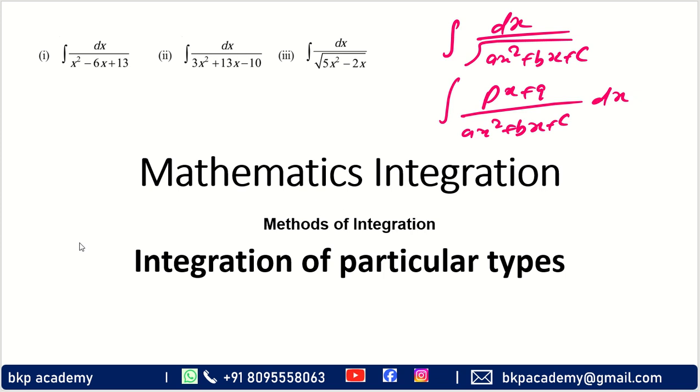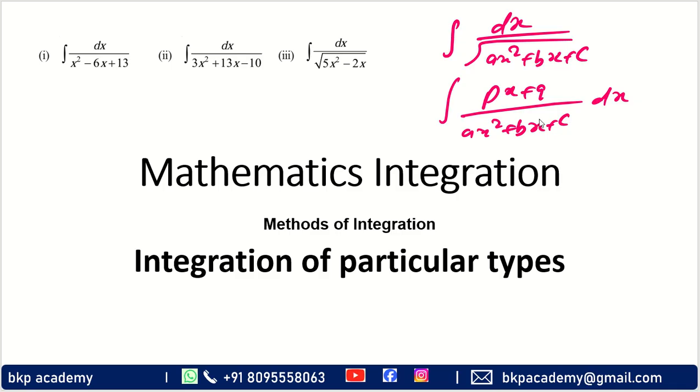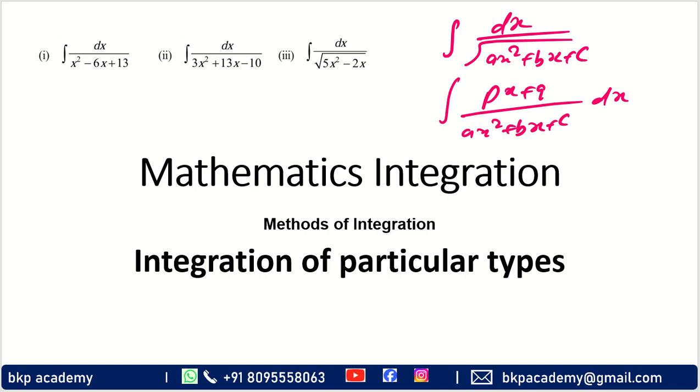We have already seen some 6 formulas for particular type in the last session, like integration of dx by (x square minus a square) is equal to 1 by 2a log (x minus a) by (x plus a), and so on. So what we'll do is we'll try to convert this kind of forms into some known forms of this kind, okay, by substituting some of the parts, right? We'll try to understand one by one all the types of integration that we are going to see right now, okay.